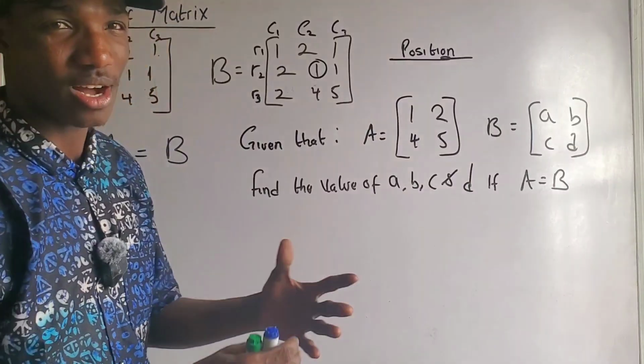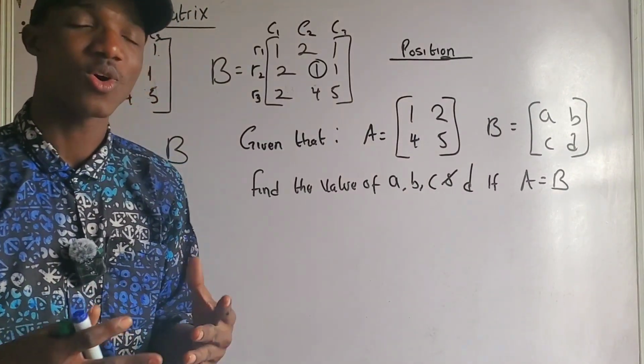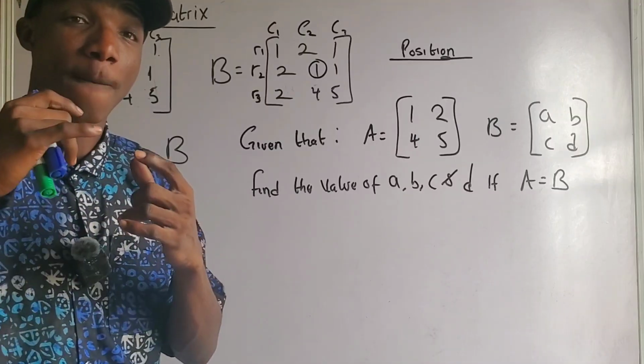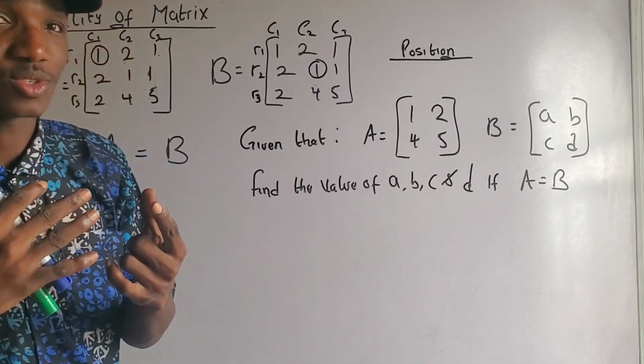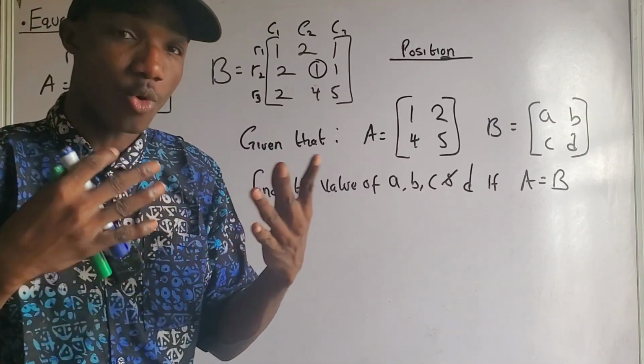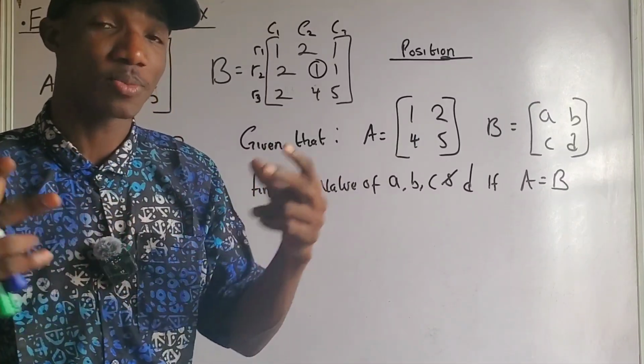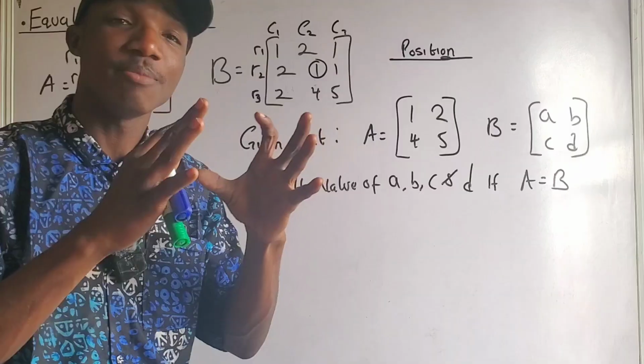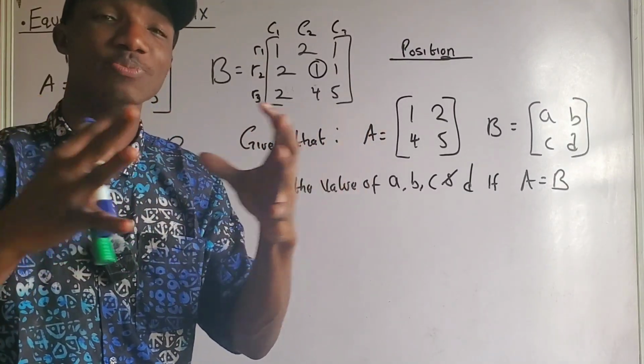You can see now that's a typical question that can come under equality of a matrix. You understand? Just go back to the properties, to the condition in which we can say two matrices are said to be equal. The condition is this: the elements must correspond to each other.